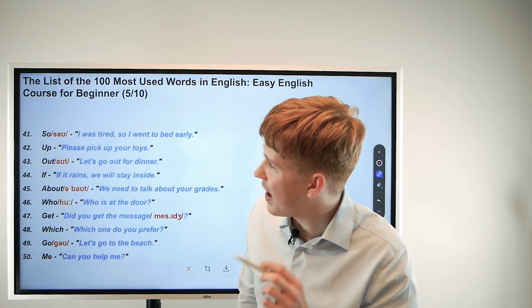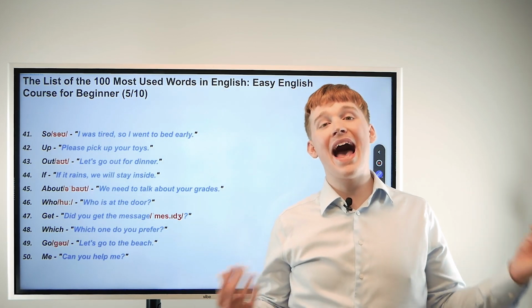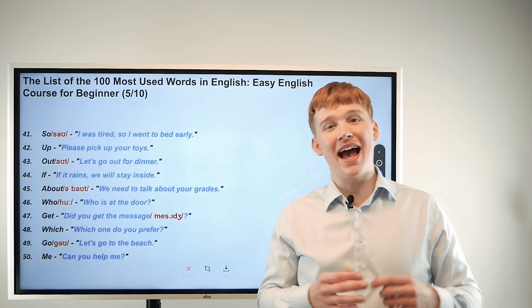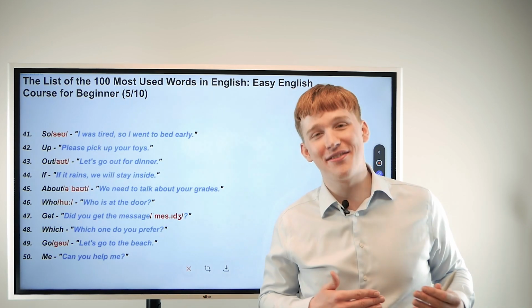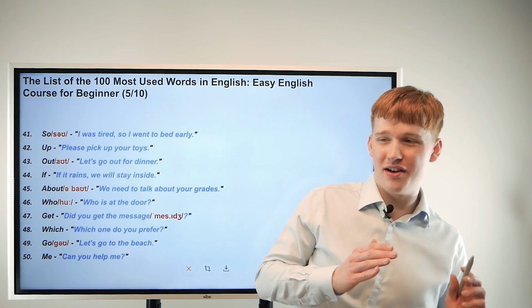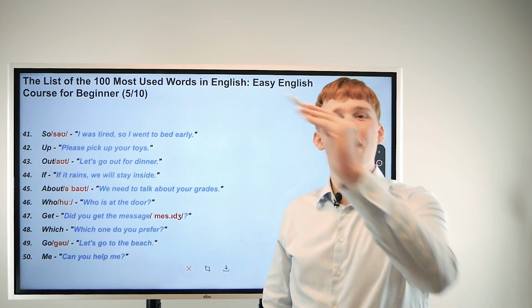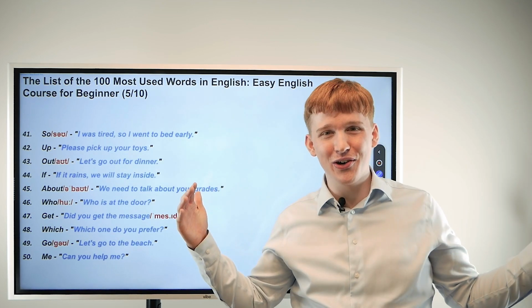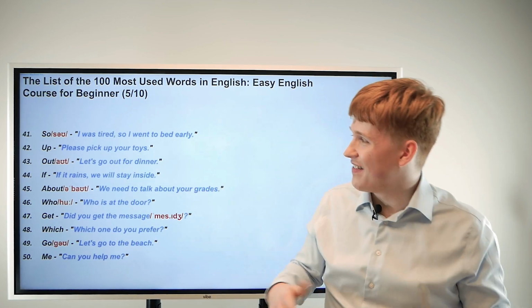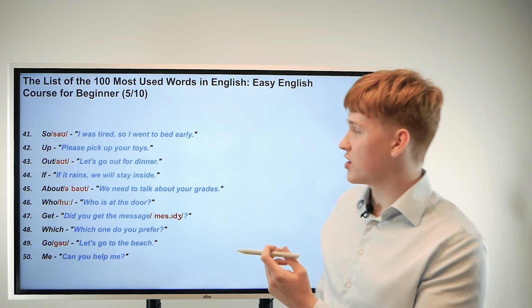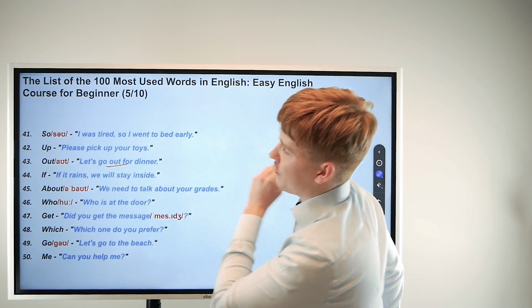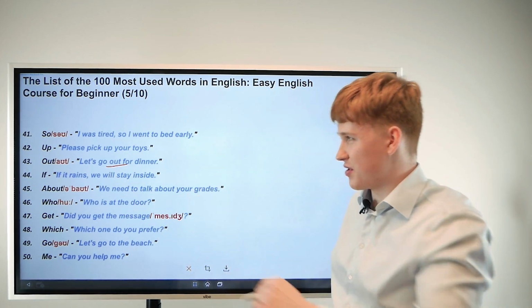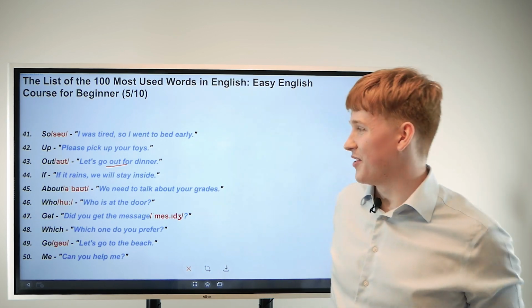Next up, we have out. So let's go out for dinner. So maybe at this point, you're inside of your house and you want to leave the door and then go out. So outside is when the sky is above you, maybe you're with the trees, and that is outside. So that is where this word comes from. So we go out for dinner. We're going out of the house. So you're not eating in the house, you're going out.